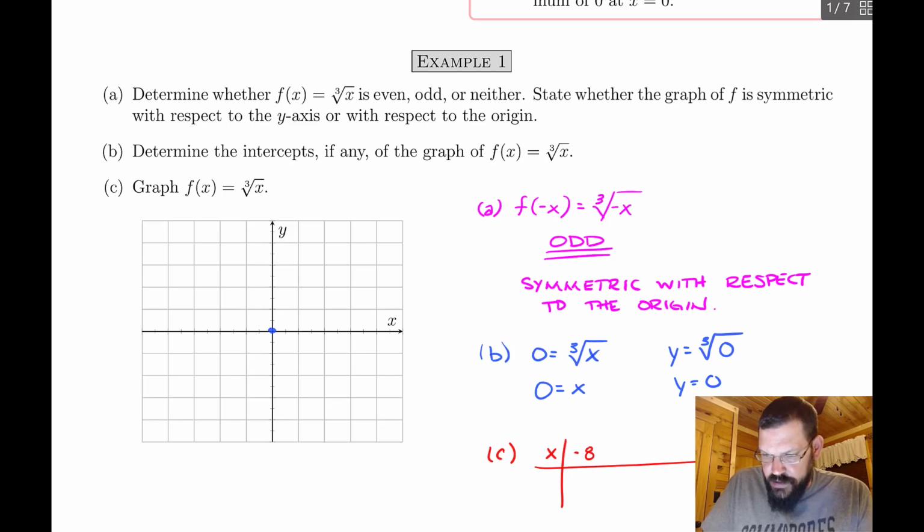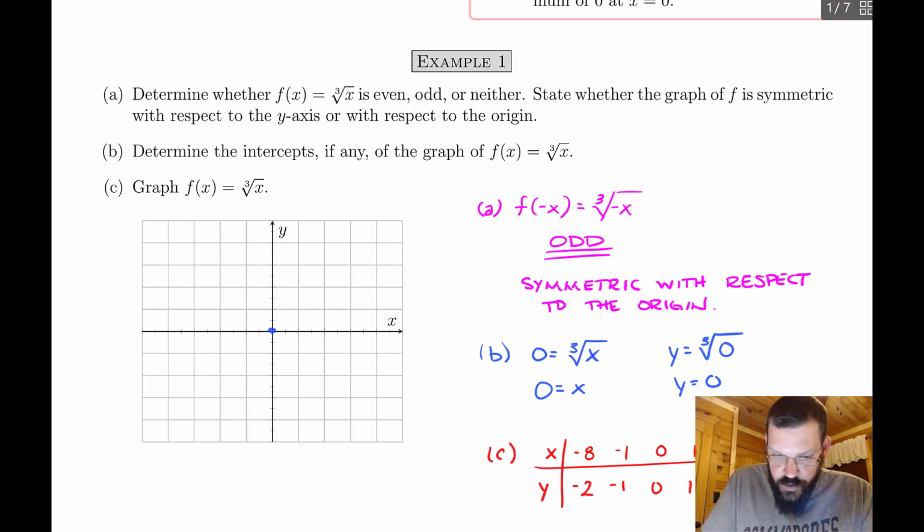We'll say -8, I don't know, -1, 0, 1, and +8. Those were not by accident, they're perfect cubes. So the cube root of -8 is -2. The cube root of -1 is -1, 0, 1, and 2. So let's see, 1, 2, 3, 4, 5, 6, 7, 8.